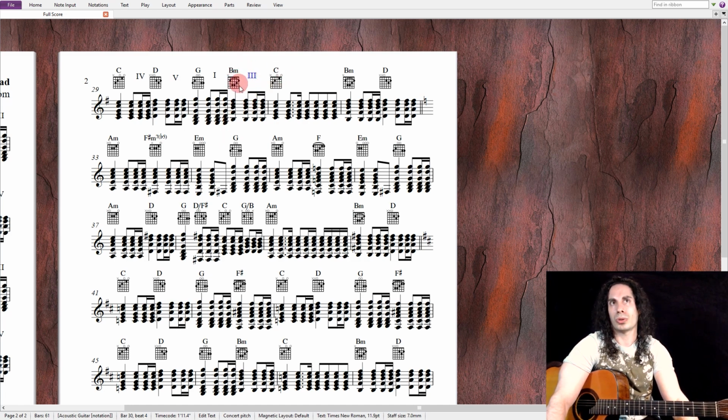It can go to the 3rd chord or the 6th. This time we're going to the 4th. And here we have a key change. I think this is where we are back again in A minor.